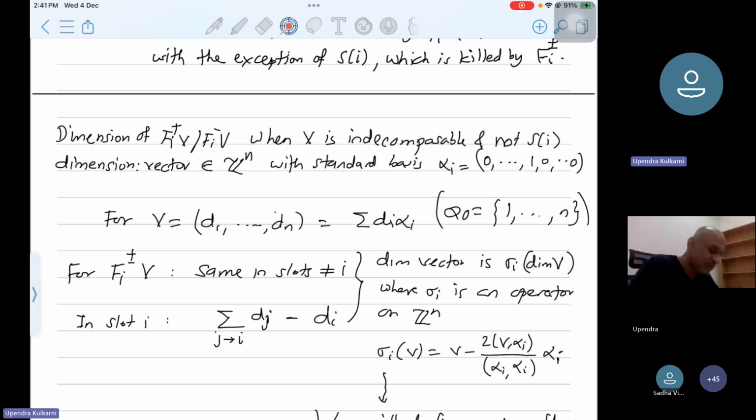This should put you in mind of the observation that I made originally, something about a reflection, where you keep the vector the same, except you change it by a certain multiple of a single vector with respect to which you are taking the reflection. Something very similar is going to happen. I'm going to define an operator on Zn, sigma I, which is going to be a reflection by means of some bilinear form that I will define, such that sigma I of V will be exactly the same formula as before.